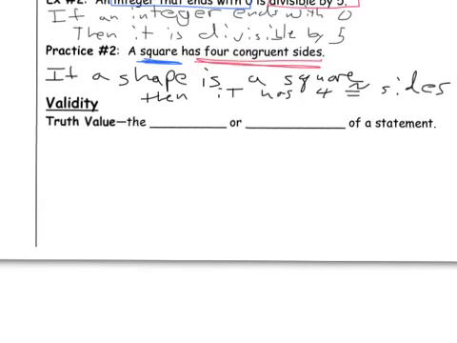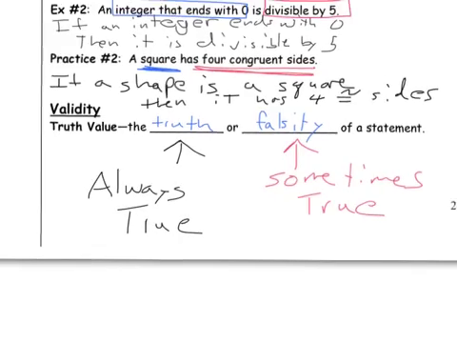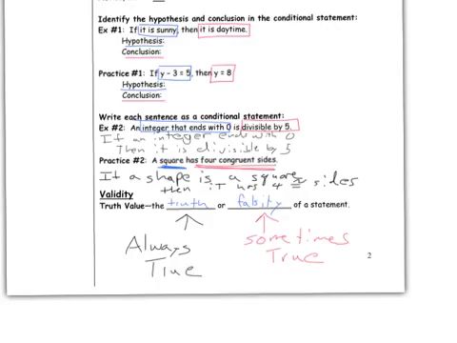Truth value. The truth value is the truth or falsity of a statement. And the main thing to know here, in order for something to be true in geometry, if it's true, it is always true. Okay? If it's sometimes true, then we would not say that's a true statement. That's actually a false statement. All right? So if it's true, it needs to always be true in every circumstance. All right, let's go to the next page.